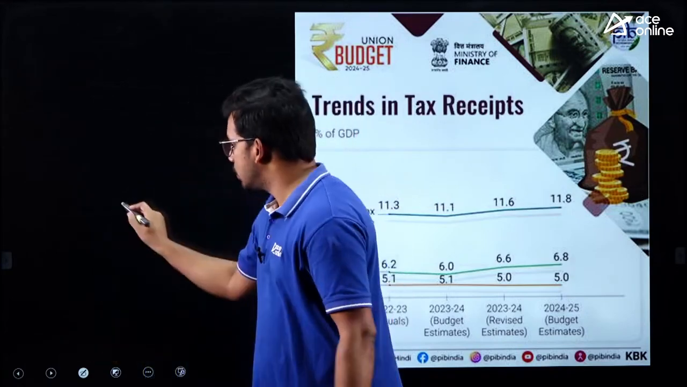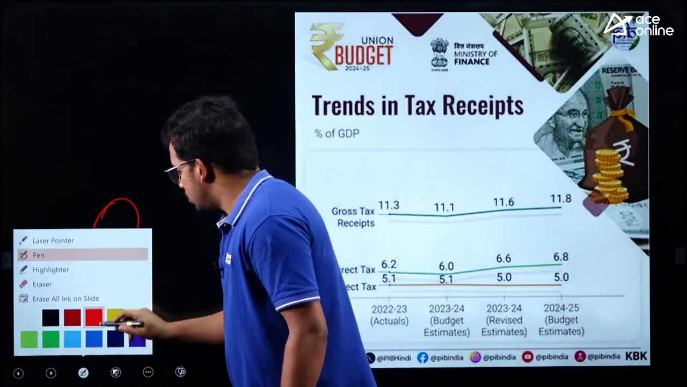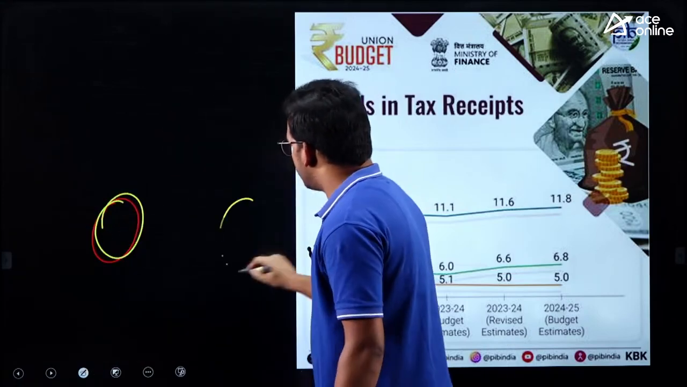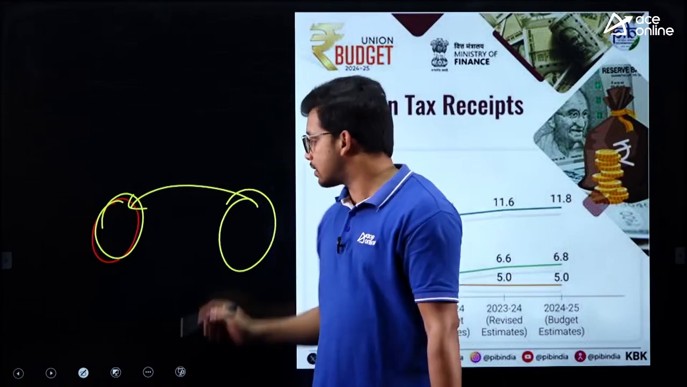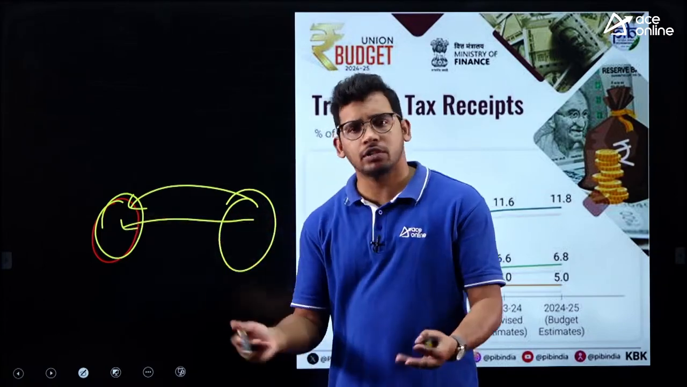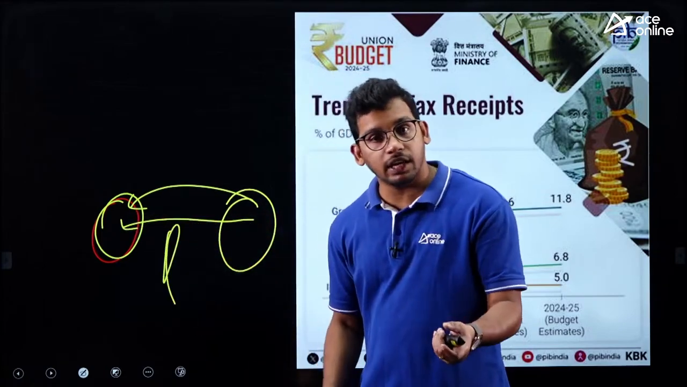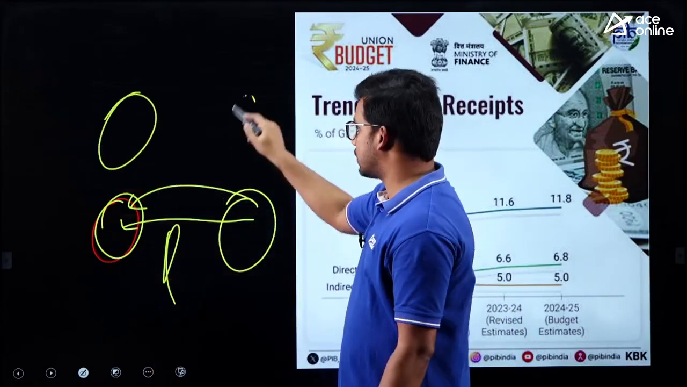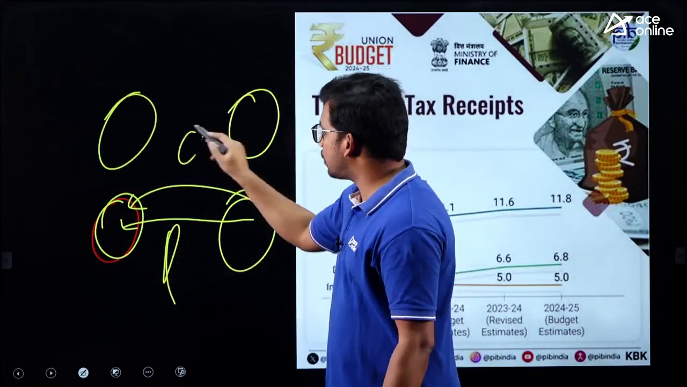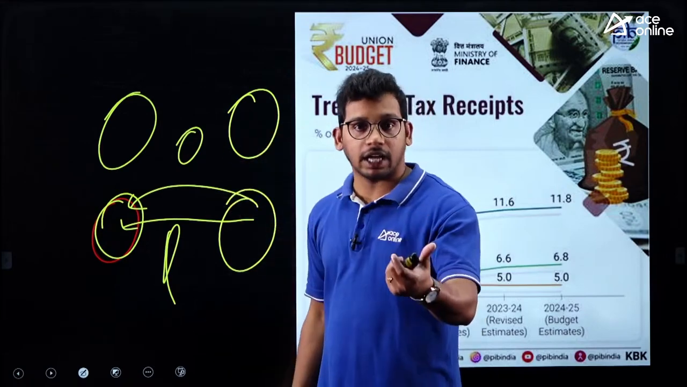Direct tax means government will directly collect from the individuals. You take income tax, corporate tax, individuals will directly pay to the government. There are no intermediaries, nobody is there in between to collect. Whereas in case of indirect taxes like GST, there are intermediaries. You are not directly paying the tax to the government.